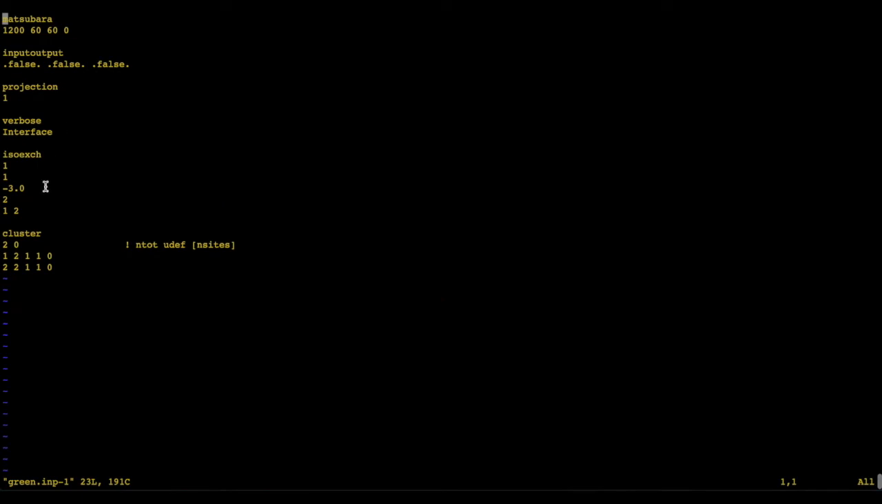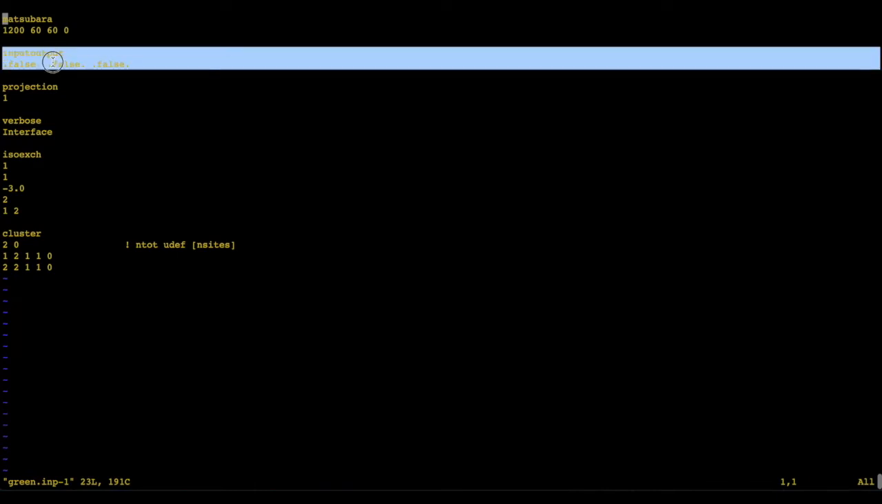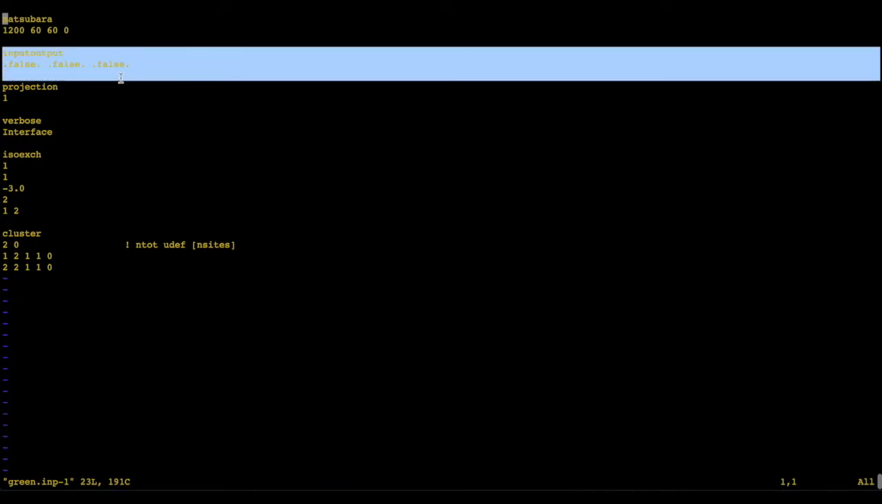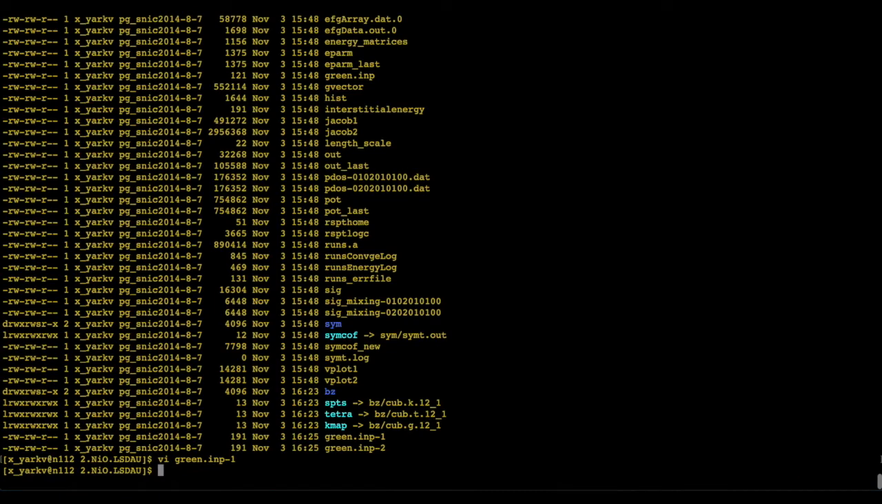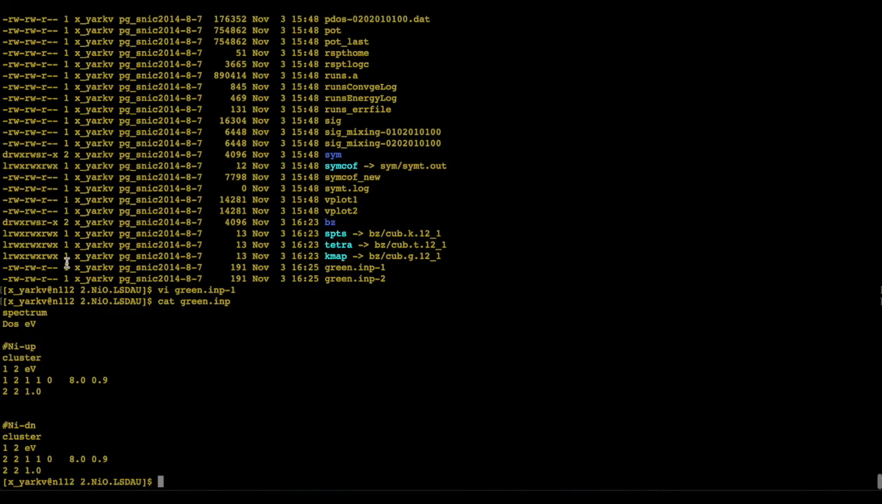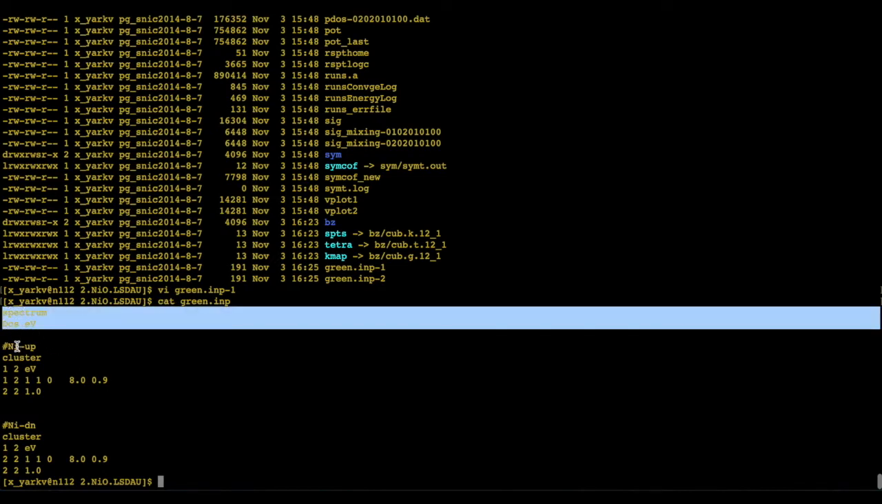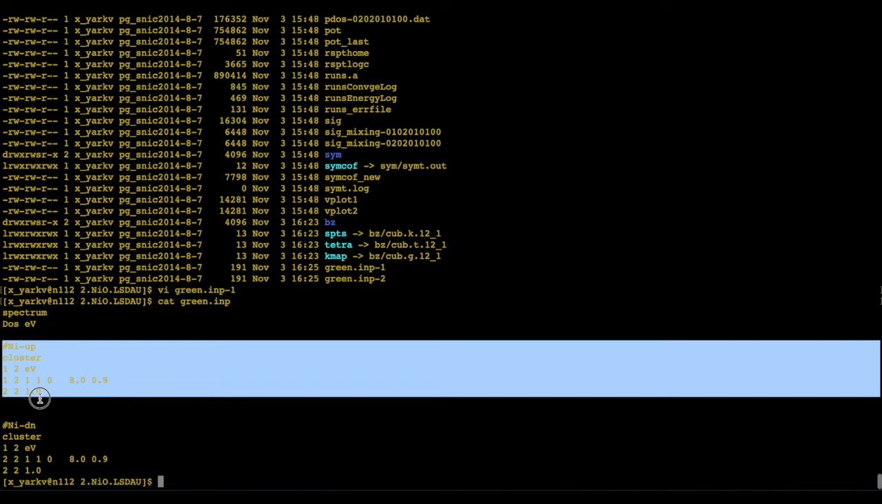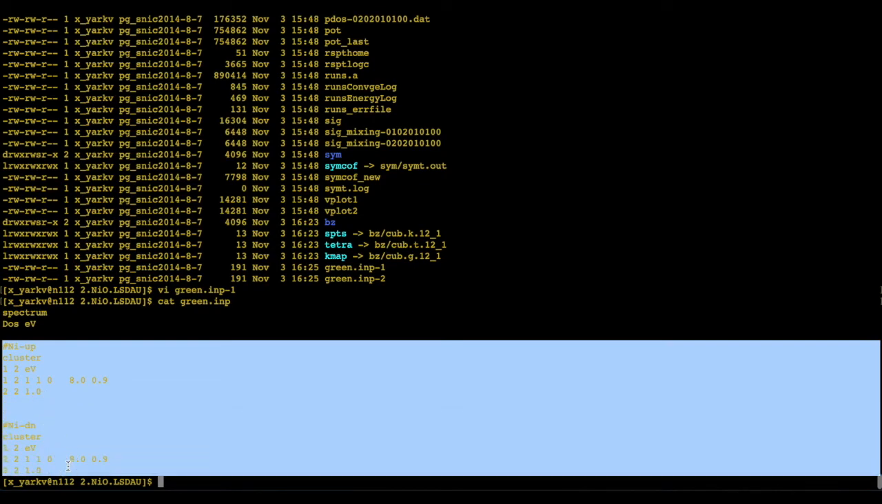Everything seems to be in place, but by default the script assumes that there is no self-energy. So this is something we have to correct. Let me see what was specified in the green.inp file for the self-consistent calculation. We had just a spectrum block and these two clusters. And since we're going to read the self-energy, this is the necessary information for it to be read properly.